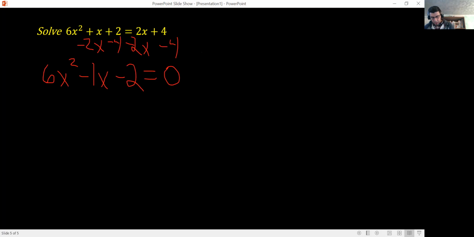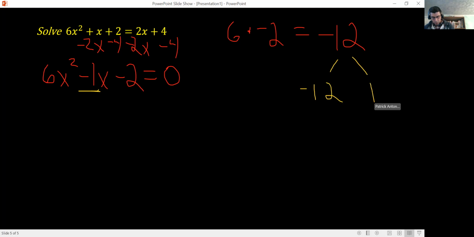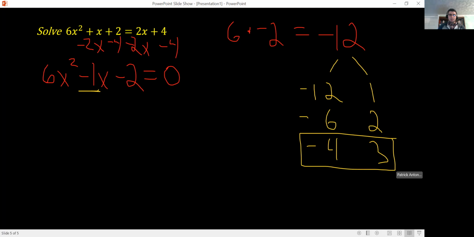You could multiply the leading coefficient times the constant, including the sign. So that's -12. And then we're going to look for factors of -12 that add to -1. Since they have to multiply to a negative, one factor has to be positive and one has to be negative. But since they add to a negative, the bigger of those two factors has to be the negative one. So we're going to do our factors here. -12 and 1, not going to work. -6 and 2, those would add to give me -4. Not going to work. -4 and 3, bingo, those two add to -1.